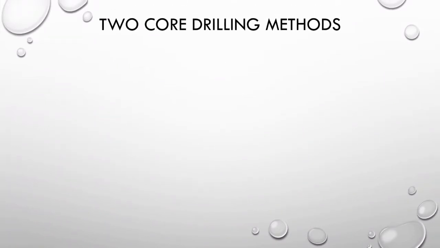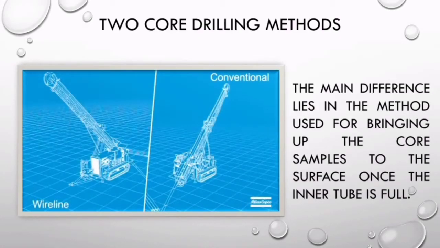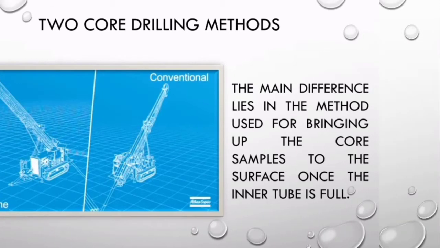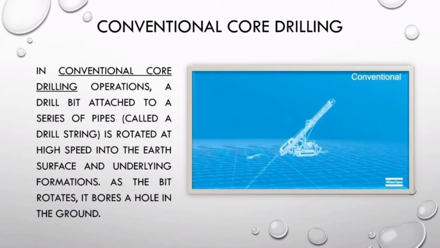There are two core drilling methods: the conventional and the wireline. The main difference lies in the method used for bringing up the core samples to the surface once the inner tube is full. Conventional core drilling. In conventional core drilling operations, a drill bit attached to a series of pipes called a drill string is rotated at high speed into the earth's surface and underlying formations. As the bit rotates, it bores a hole in the ground.